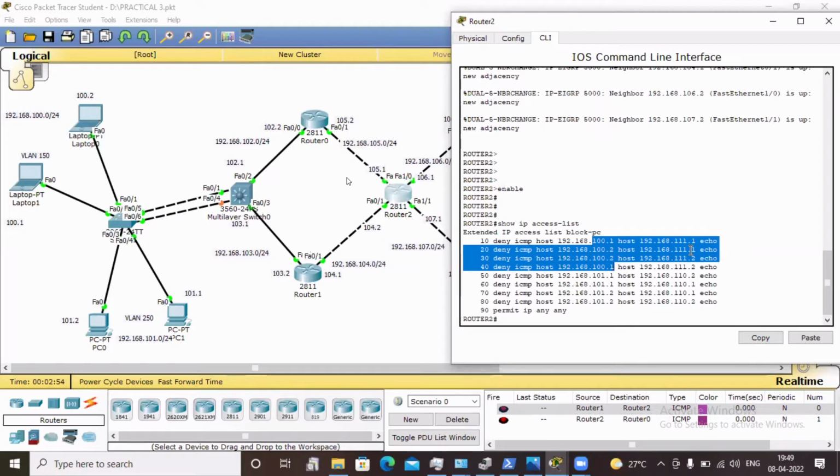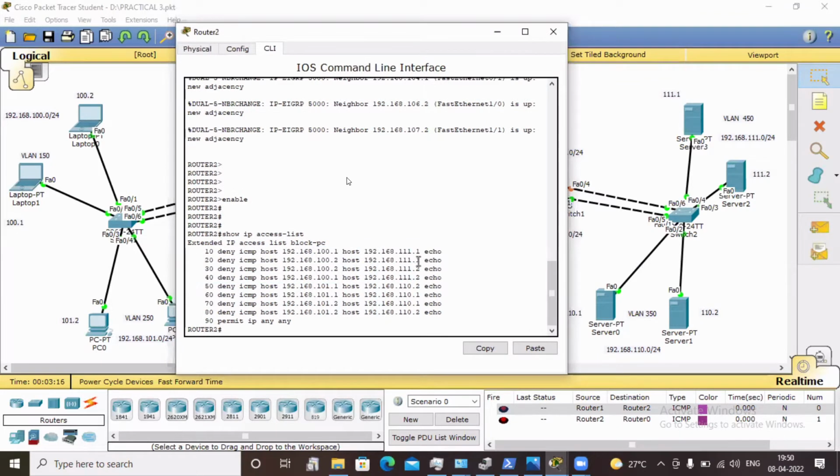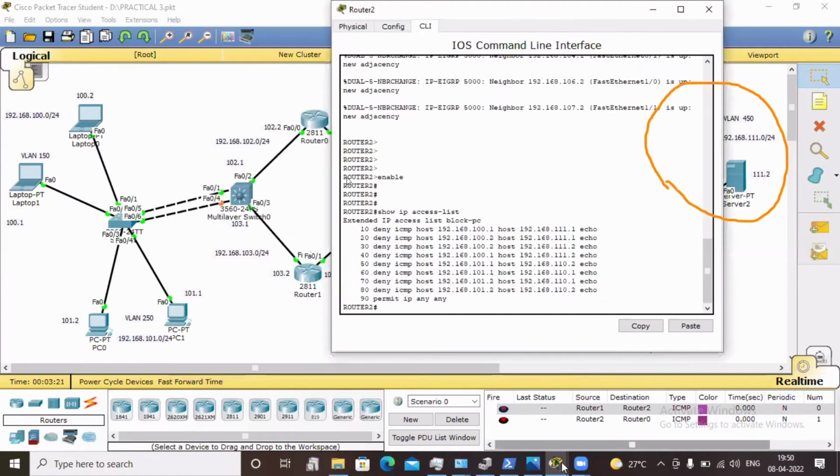Block these two. 100.0. Sir, 100.0 block this one. From 100.0 to these servers we are blocking. Yes, sir. 111.1. Okay, so ping from 100.2 to these servers.